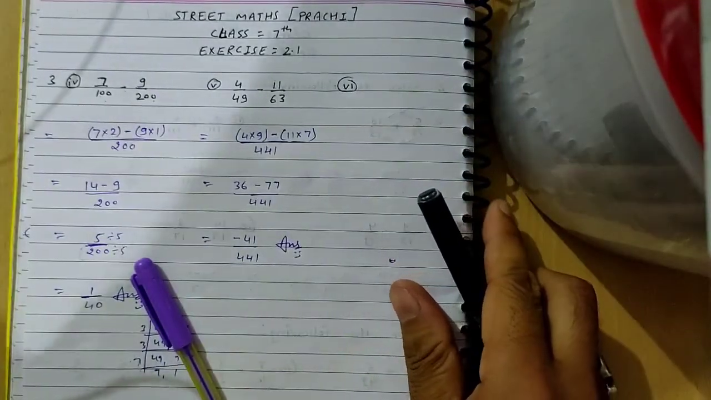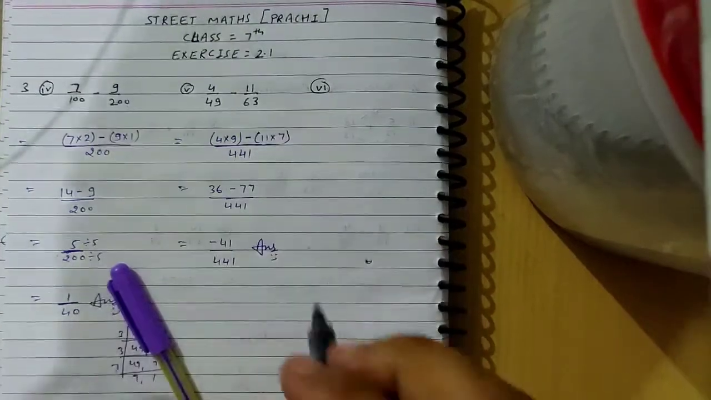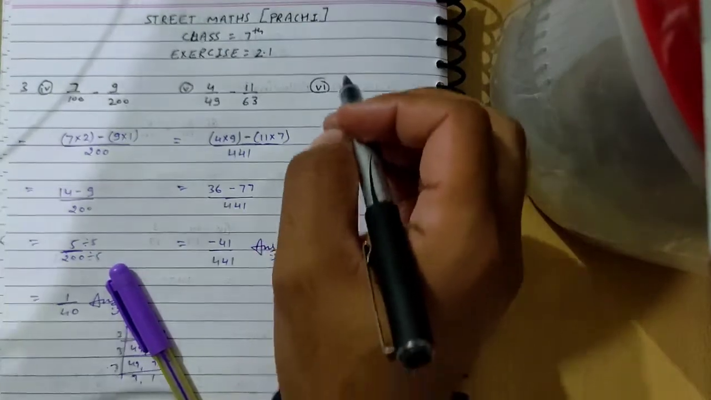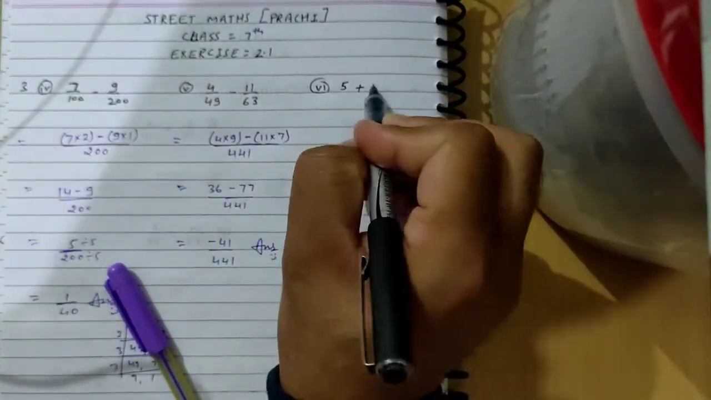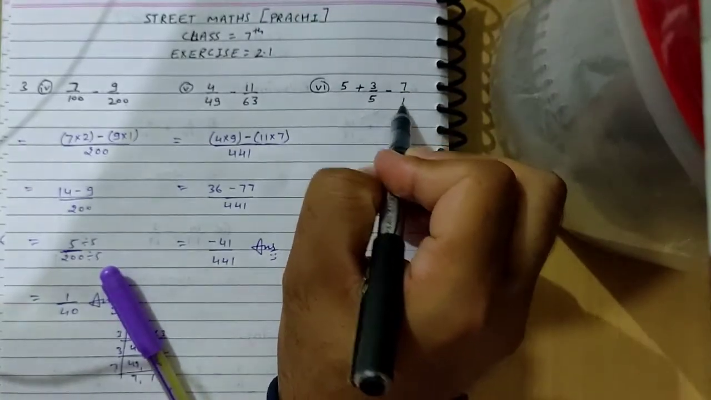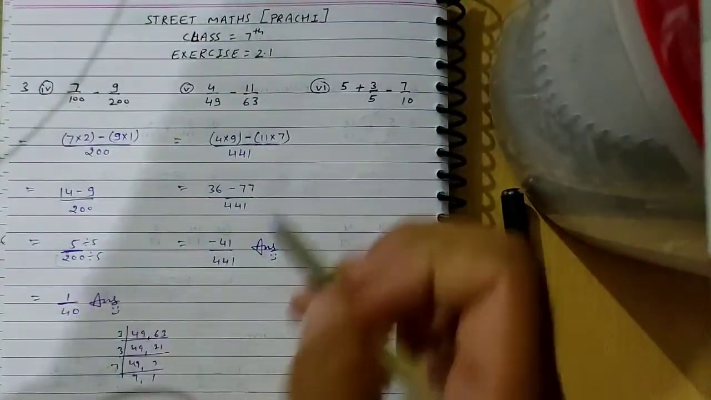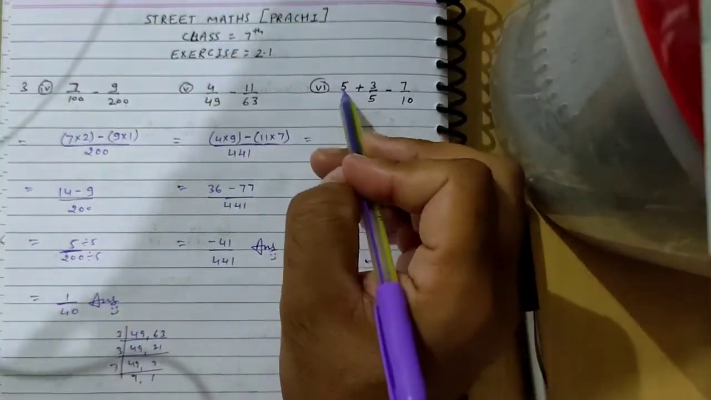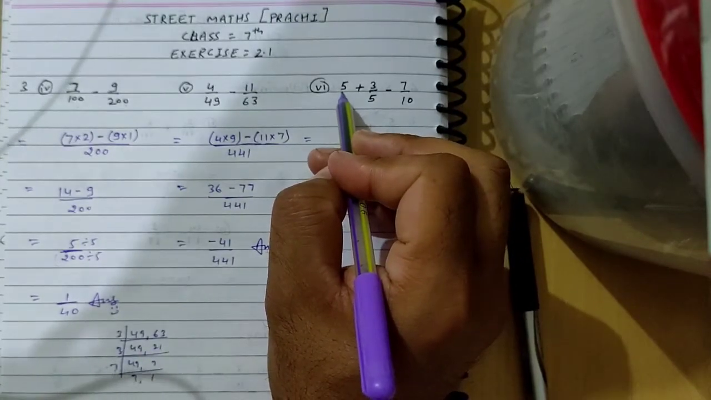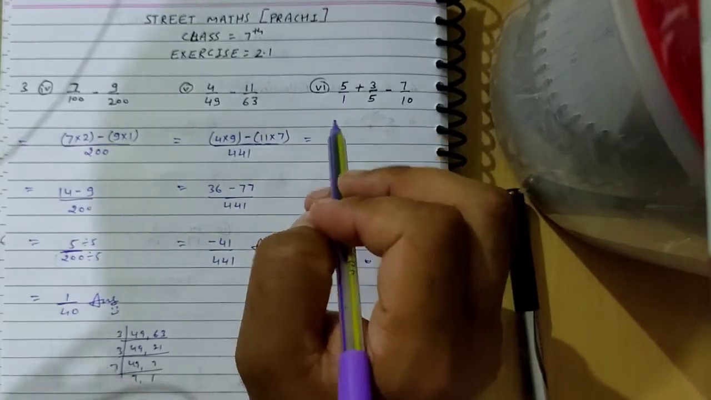What is the sixth question? Let's move it a little bit. The sixth question is 5 plus 3 upon 5 minus 7 upon 10. Here we have three terms. Okay. So we will take the LCM. First of all, this 5 is only 5. It doesn't have any denominator. So when any number doesn't have a denominator, we can assume that 1 is its denominator.